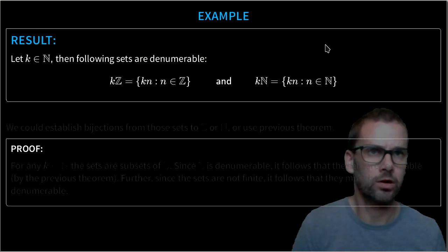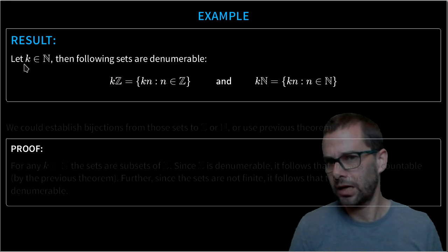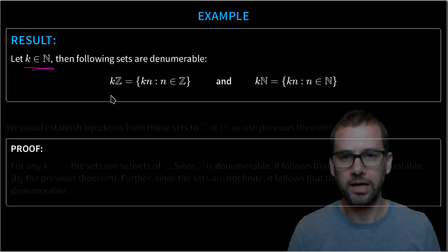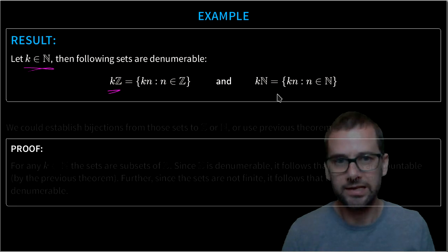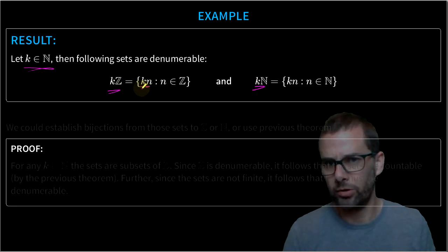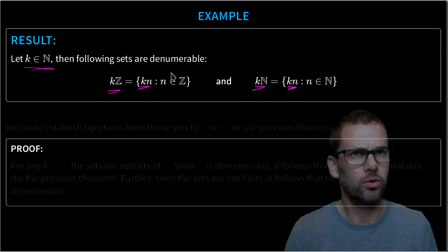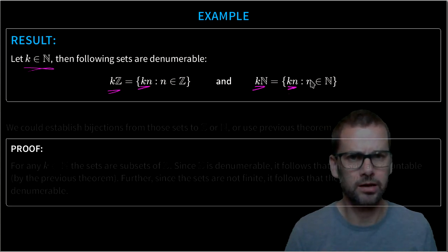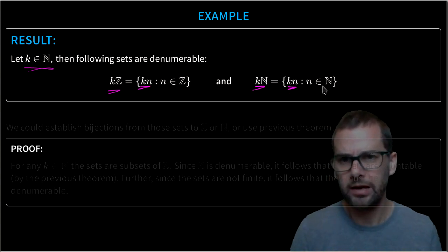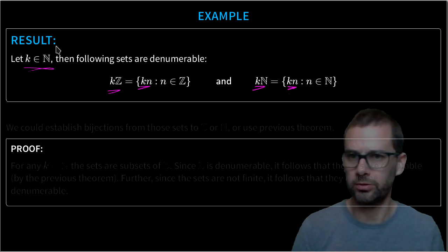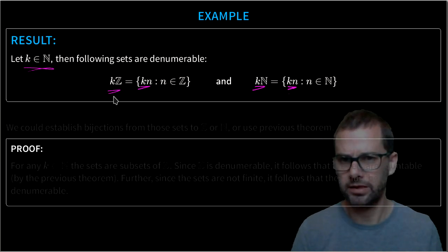So we can put this to work pretty quickly. Let's take any natural number k, then we can form the sets kZ and kN. This is just all integers that are multiples of k, or all natural numbers that are multiples of k. Both of these sets are denumerable no matter which k we pick in the set of natural numbers.